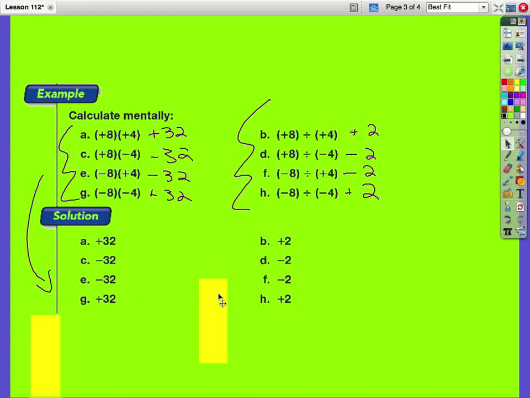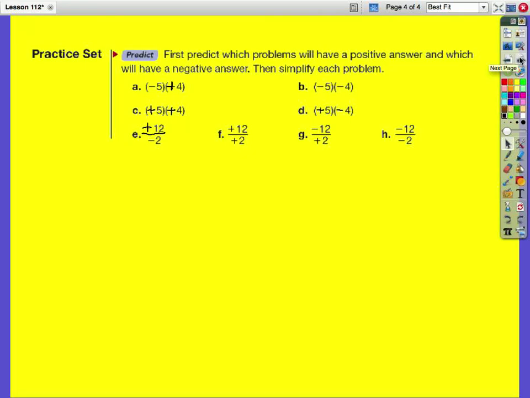So when we're multiplying or dividing integers, first, just multiply your numbers. Doesn't matter if it's positive or negative, just multiply the numbers, or divide the numbers. And then if the signs are the same, it's positive. If the signs are different, it's negative. So go ahead, do the practice set. Make sure you bring any questions you have to class.